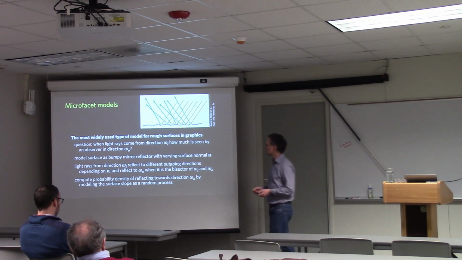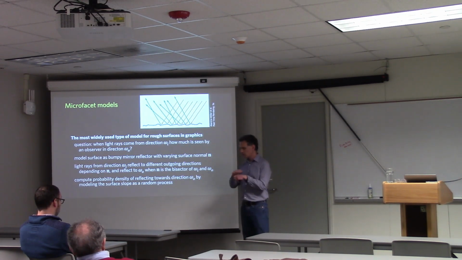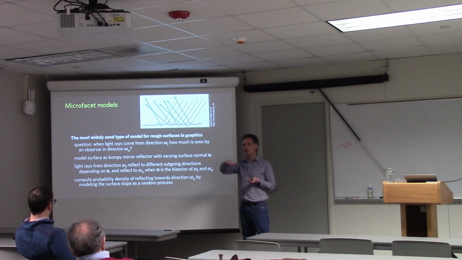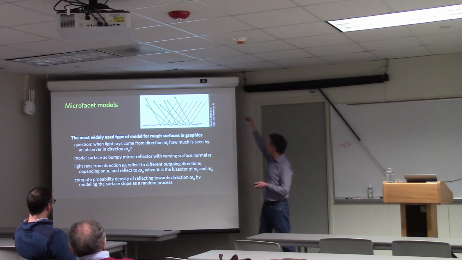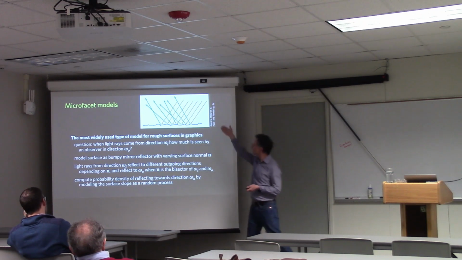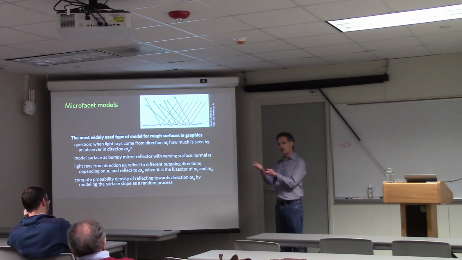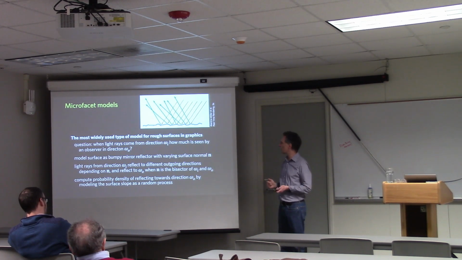And the idea here is to use a ray optics model and assume that what you have is a surface that would be a mirror if only it was flat, but it's got little bumps on it. And so the little bumps are important because when you take a bunch of light rays, like these parallel ones coming in from the right, they hit the surface and they see different surface normals locally, and so they reflect into different directions going out.